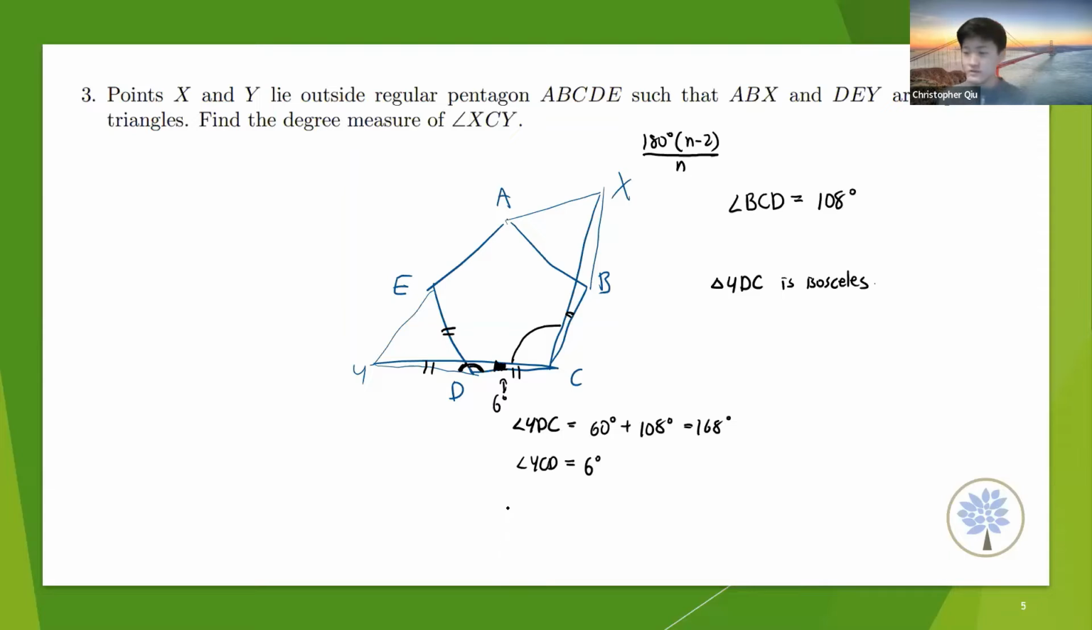And so lastly, we already know the measure of angle BCD and also the measure of angle YCD. And similarly, this is also 6 degrees. So the degree measure of XCY, which is what we're looking for, is 108 degrees minus 2 times 6 degrees, which gives us a final answer of 96 degrees. So that's our answer.